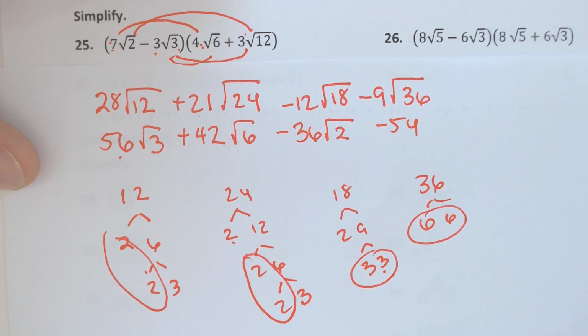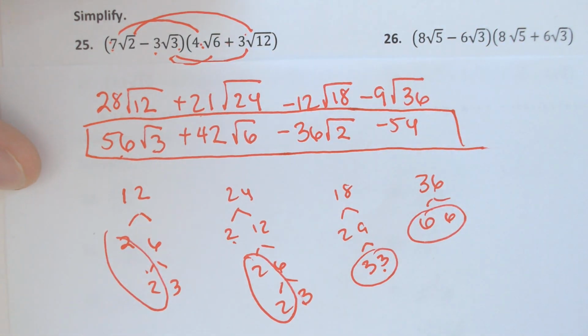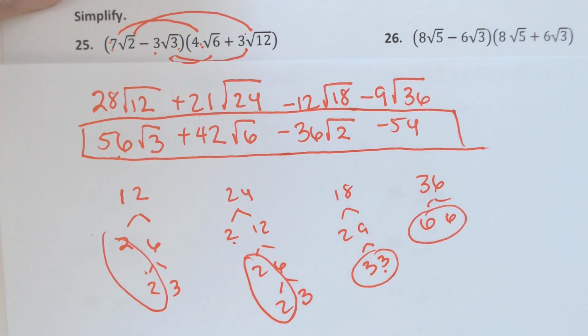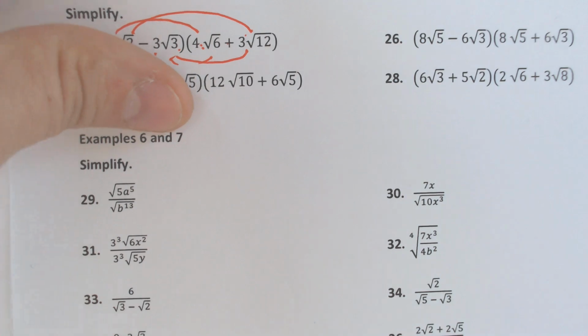Are there any like terms? And the answer to that is, sadly, no. So this is as far as we can go. I thought we'd have a like term. There are 6s and 2s and 3s and all sorts of other stuff, but that is as far as we can go for that one problem. All right.